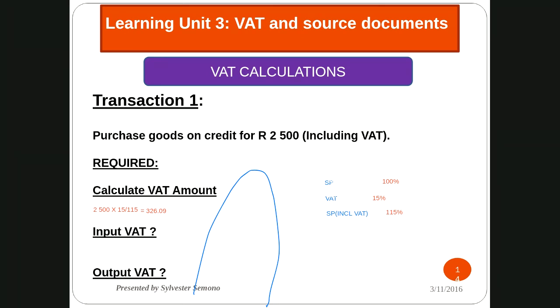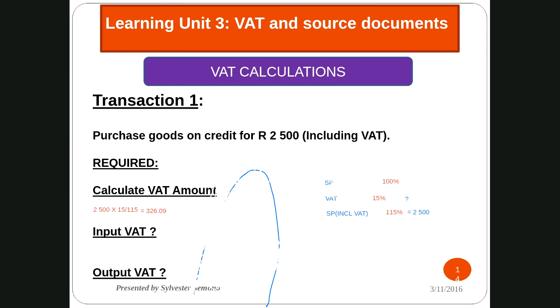I was supposed to put, in line with selling price including VAT, 2,500, because this is the amount they gave me: 2,500 including VAT. They are asking me to calculate the VAT, so in line with VAT I'll put a question mark. I analyze first whatever they gave me and put it where it is applicable. Because this 2,500 is including VAT, I put it in line with 115. I'm looking for VAT, so I put the question mark in line with 15%.